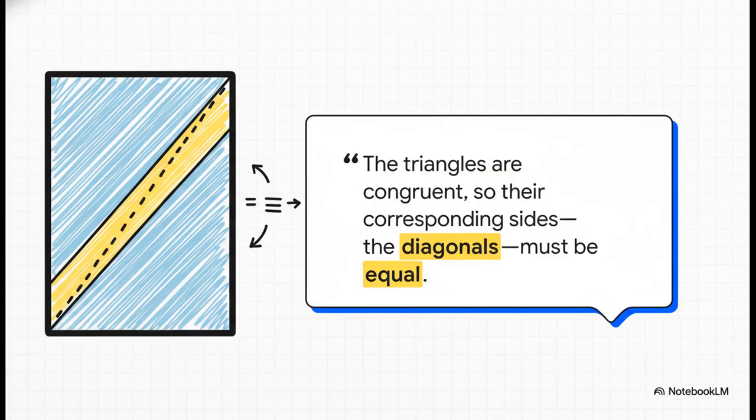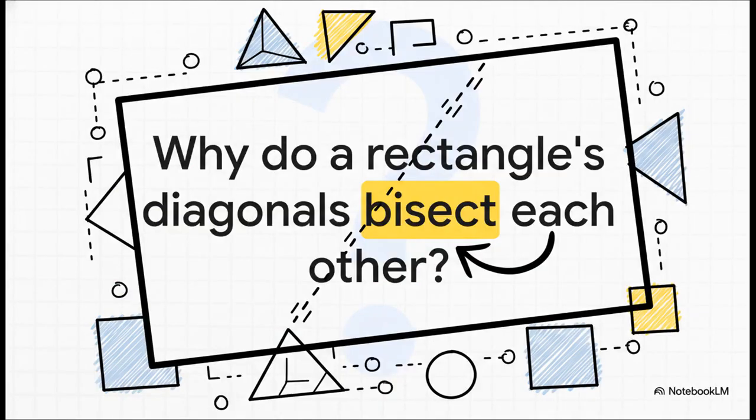And because we just proved with side angle side that those 2 big triangles are congruent, that they're identical twins, then every single one of their corresponding parts must be identical too. That means their longest sides, which happen to be the diagonals of the rectangle, they have to be equal. Case closed. Okay, but wait, there's more. On to the next puzzle.